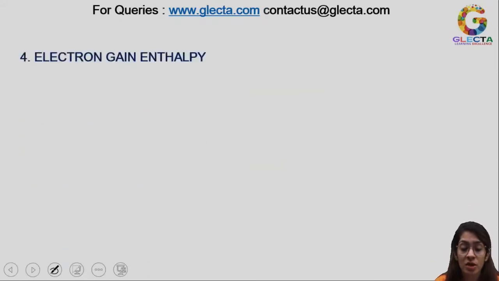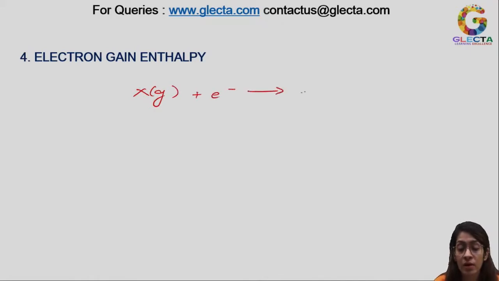Then we come to the other term, which is electron gain enthalpy. It is defined as the enthalpy change associated when an isolated gaseous atom combines with another electron, that is, it gains an electron to form its corresponding anion. That means if you have an isolated gaseous atom and it gains an electron to produce an anion in the gaseous state, then the energy change associated with this reaction, that is with the gaining of an electron, is known as the electron gain enthalpy.